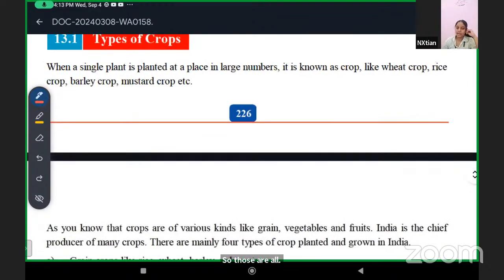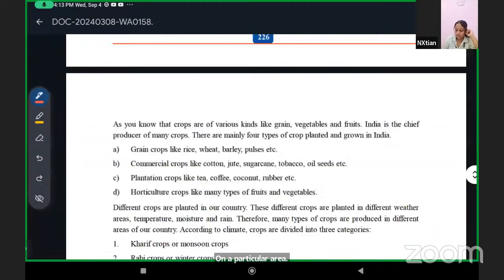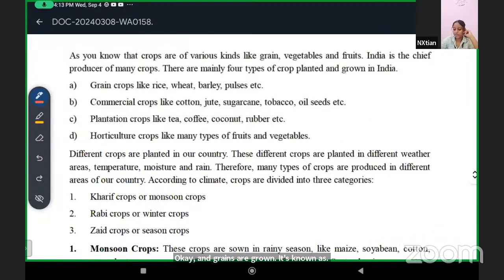When plants are planted in large numbers on a particular area and grains are grown, it is known as crops. As you know, crops are of various kinds, like grain crops, vegetable crops, and fruit crops. India is the chief producer of many crops.